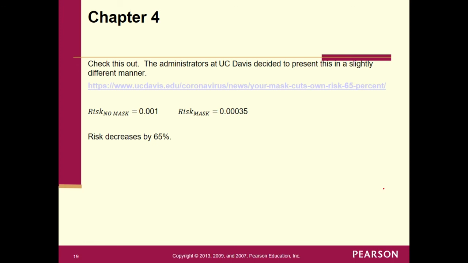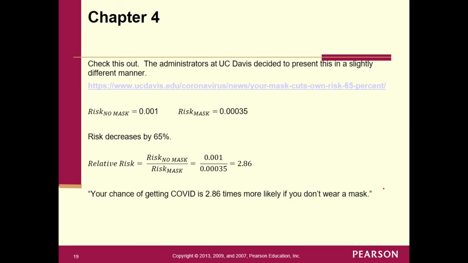Now, what does that mean in terms of relative risk? Remember, you would have the risk of the more undesirable on top, divided by the risk of wearing a mask. And so we got here 2.86. That would be our relative risk. So they could have stated it like this: your chance of getting COVID is 2.86 times more likely if you don't wear a mask.